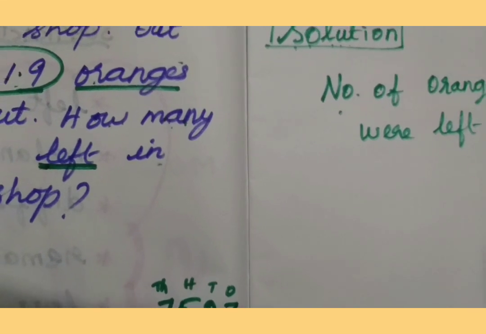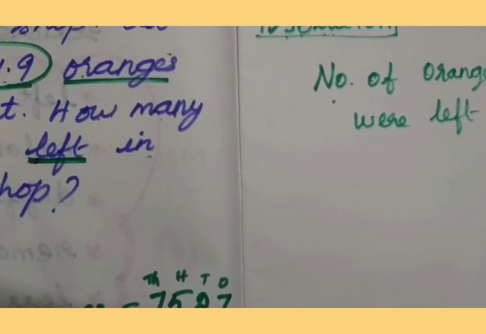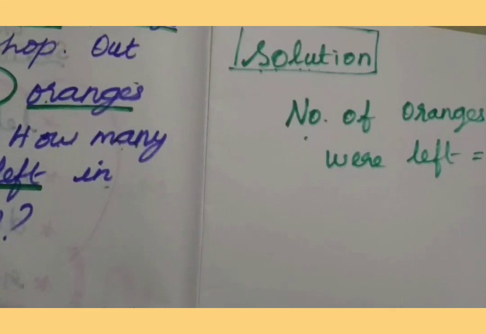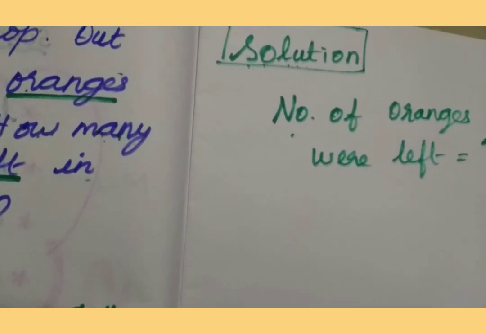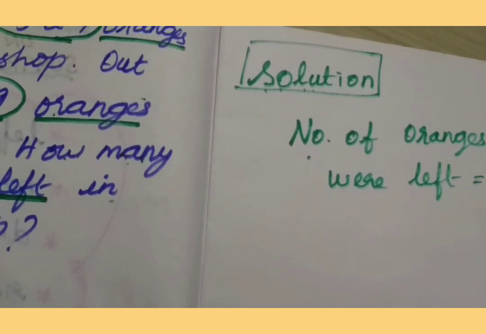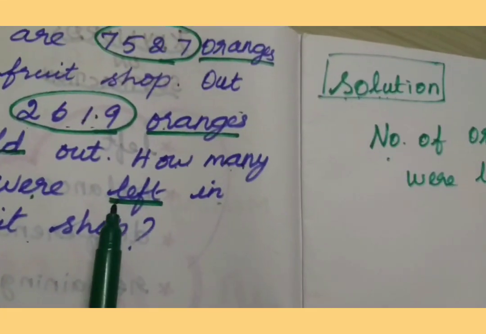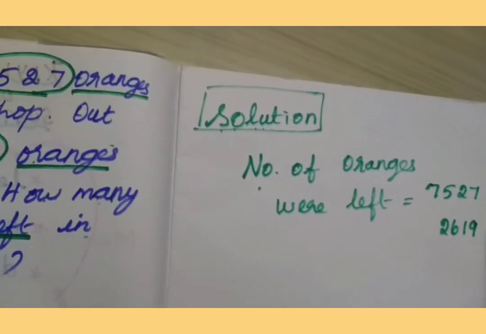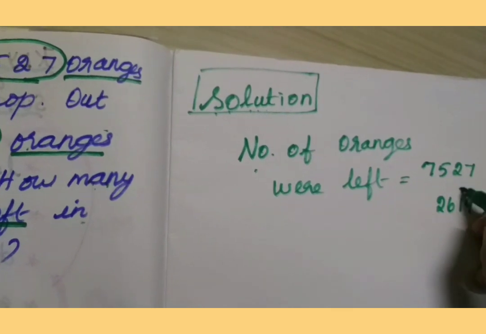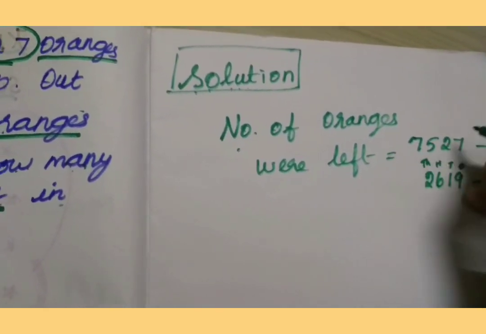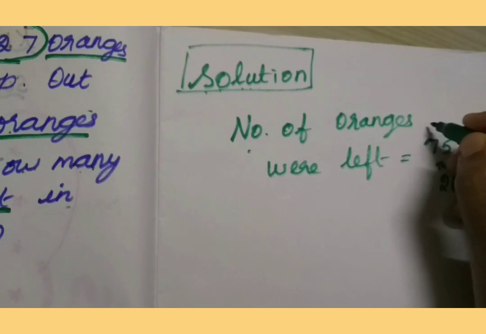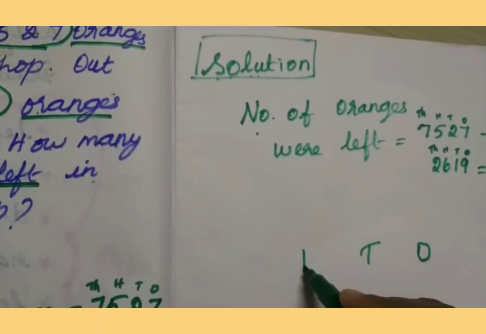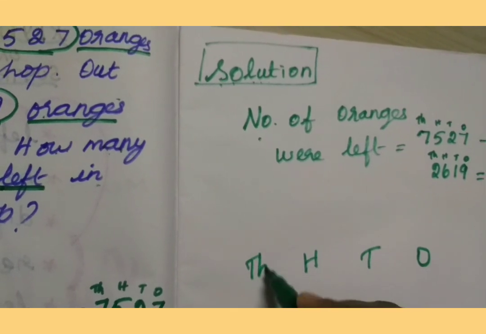7527 minus 2619 equal to question mark. How do you find out? This is the statement, a subtraction sum. Yes, here one keyword is there, isn't it? So you should find that out. This is a subtraction sum. Okay, so ones, tens, hundreds, thousands. You should write the numbers and do the sum.